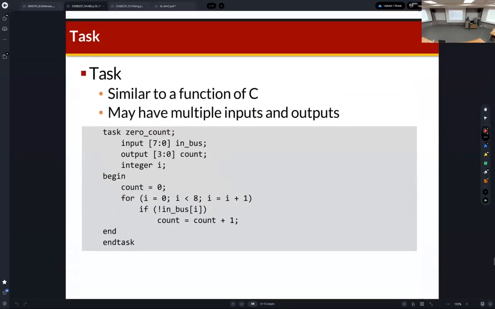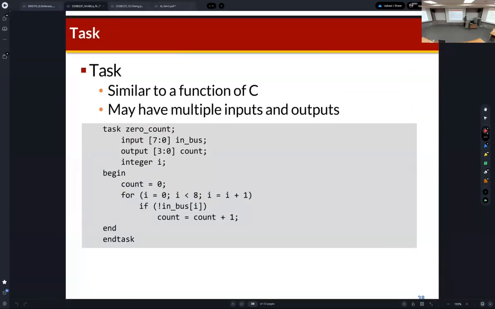Okay. So we are almost done with the test bench. Okay, task. Sometimes we can use the same function or same task repeatedly in a test bench, right? So a task is also similar to a function of C. We frequently use the same function in our C program, right? So in the test bench program, we can also define a task or function in SystemVerilog, and then we can repeatedly call this task or function inside of the test bench.